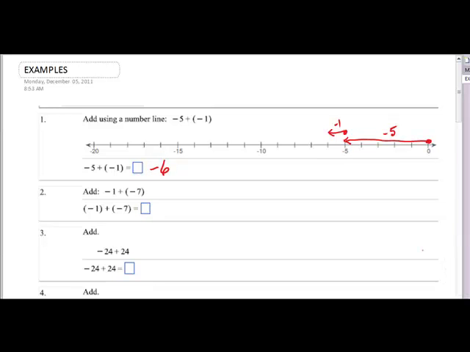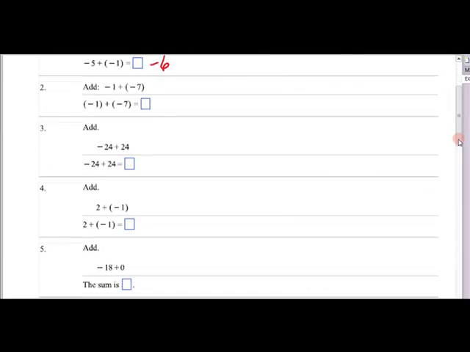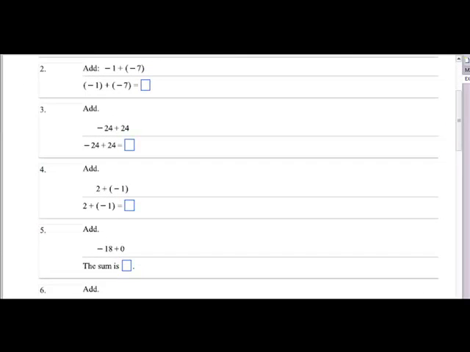-6. Certainly, we'll write down these rules at the end, but a negative plus a negative, they're going in the same direction, so you're going to add them up and keep it negative. Let's try that idea now.